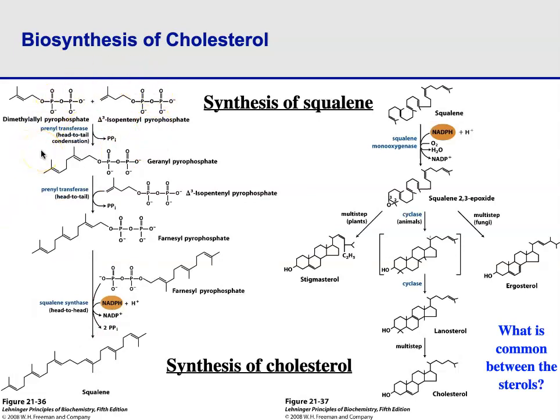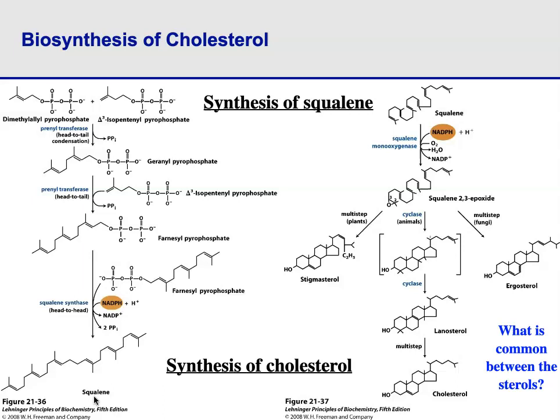So we get the 2 types of activated isoprenes and we fuse them together. Surprise, surprise, we form geranyl pyrophosphate, which is still activated. The geranyl pyrophosphate will be used to add another molecule of activated isoprene. So far we have 3 activated isoprenes, forming farnesyl pyrophosphate. And then 2 farnesyl pyrophosphate molecules are fused together to form squalene.